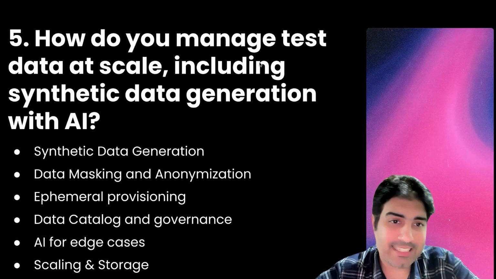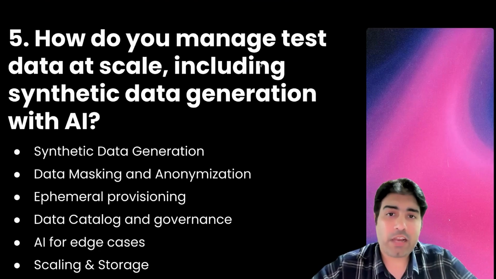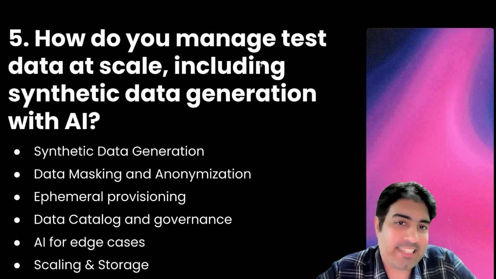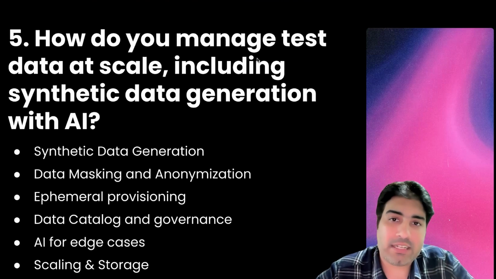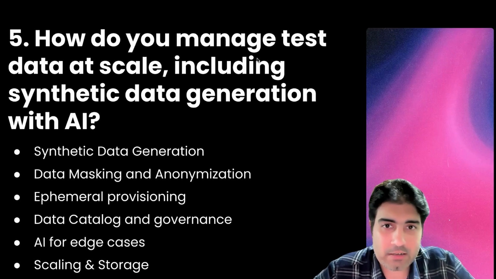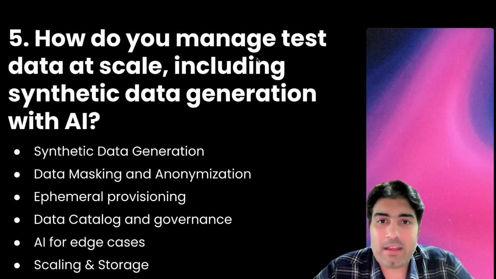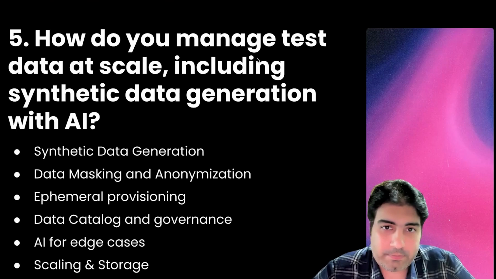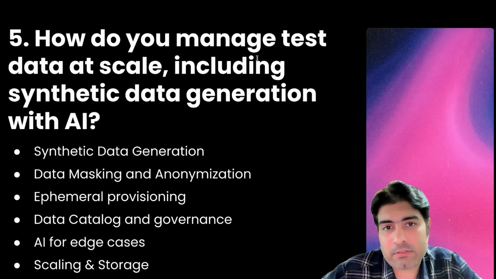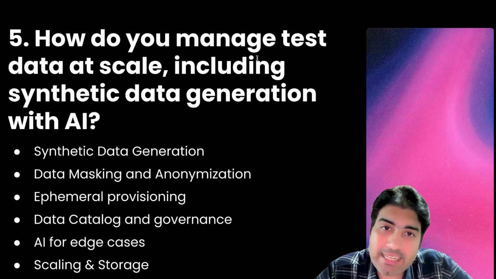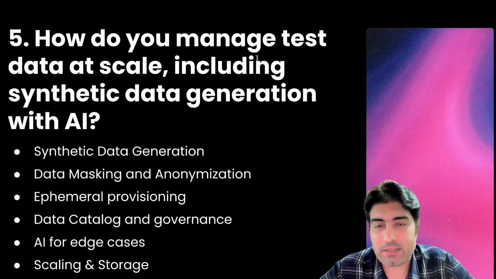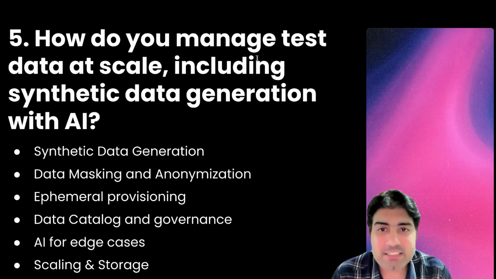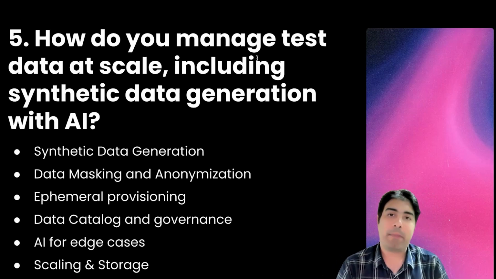And last but not the least, scaling and storage. You can store large datasets in cloud object storage like S3 buckets and let your CI runners pull subsets based on the test scope. For compliance, encrypt the data at rest and in transit. A tip here is to build a test data service, a small microservice that provides unique, idempotent test objects via REST APIs for test runners. What this does is it centralizes the provisioning and reduces collisions in parallel runs.